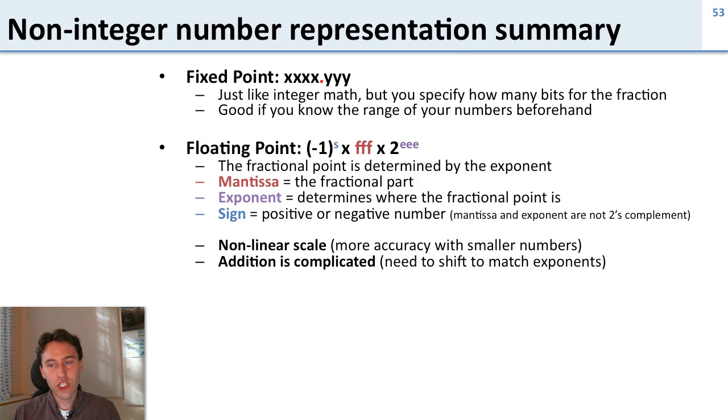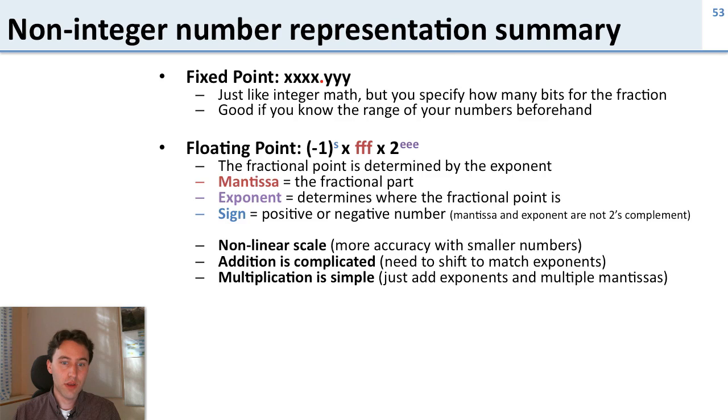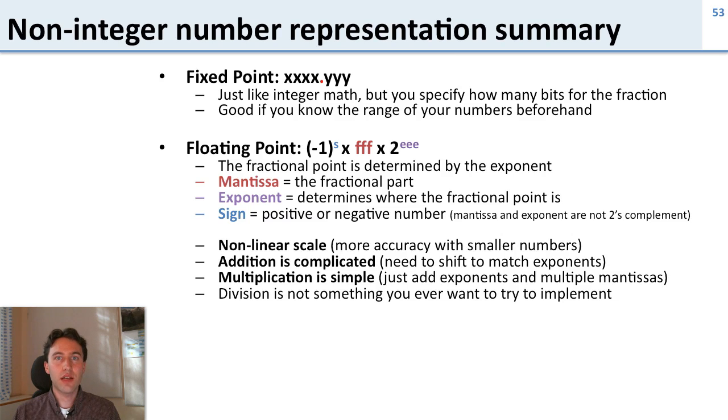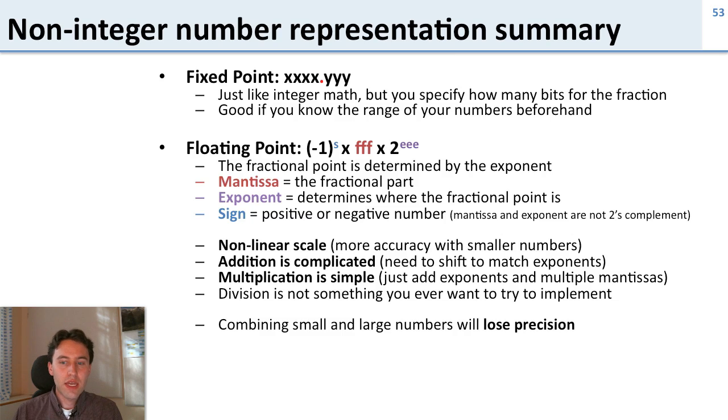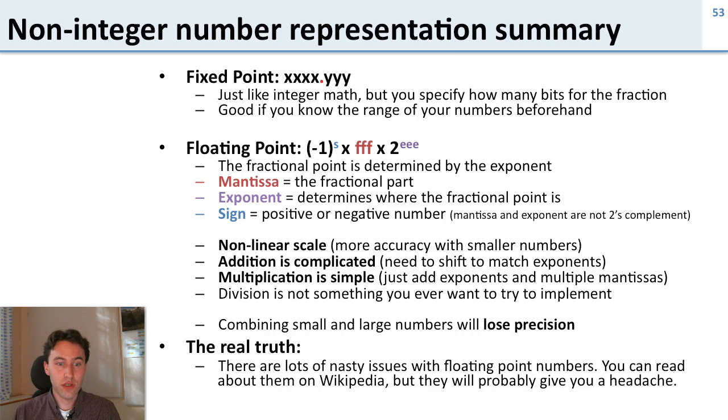Addition is also complicated. We mentioned that you have to shift the exponents to match before you can do addition, which makes addition slow. Multiplication is reasonably simple. Division is unbelievably ugly, and you don't want to think about that. Combining small and big numbers will lose precision. We saw this example. If you do big minus small plus big versus big minus big plus small, you get different results.